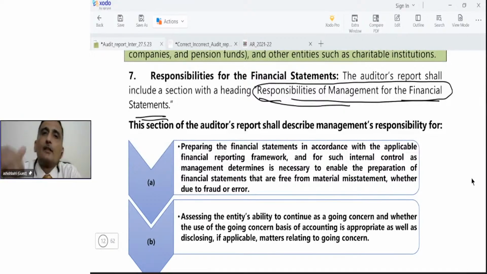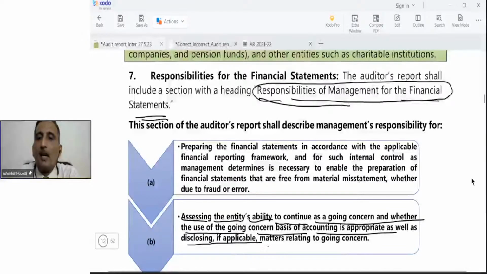Okay. So this section also states that management has assessed the company's ability to continue as a going concern, and it has to specifically state that the use of the going concern basis of accounting is appropriate, and that it is also disclosing matters relating to going concern. If there are any issues, disclosures are required to be made. If there are any indicators of uncertainty which cast a significant doubt, all these disclosures have to be reported.